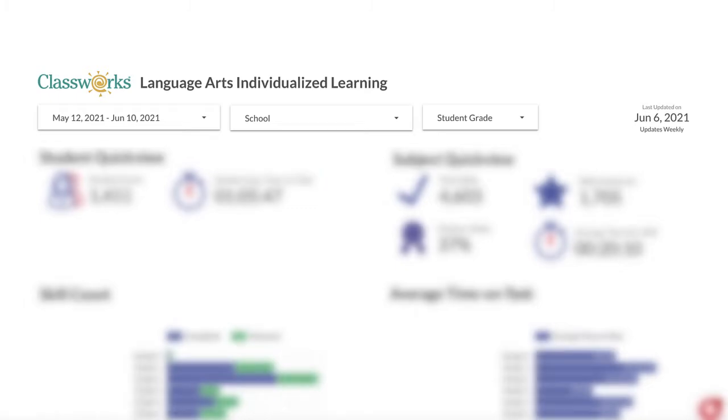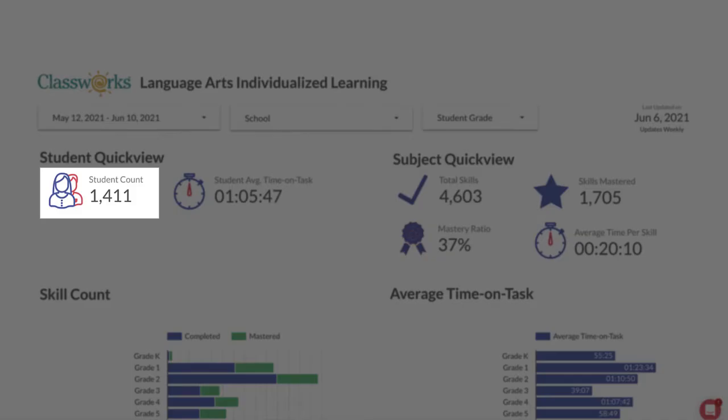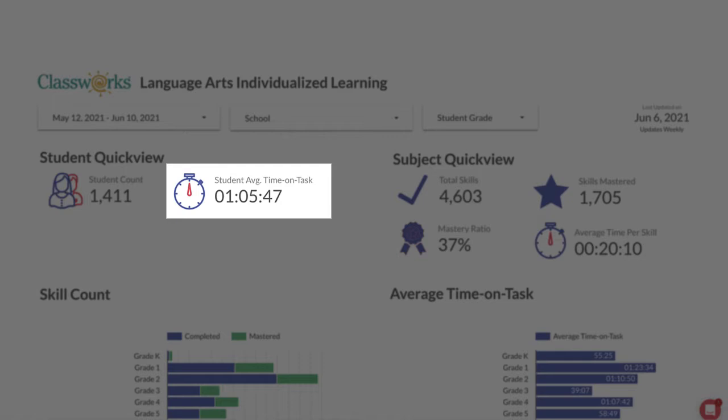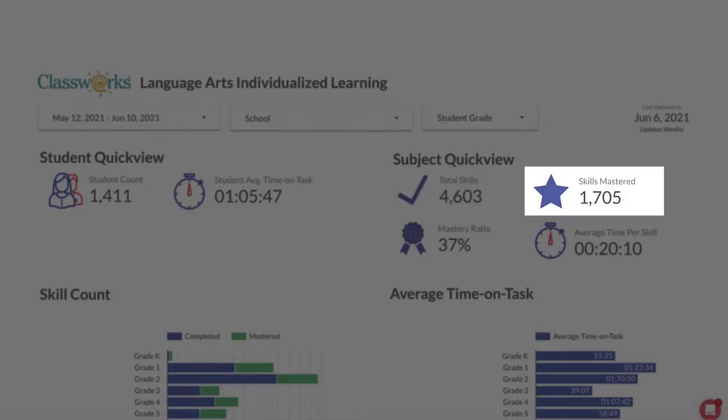The very top of the report gives a quick summary of student performance. Student count is the number of students that completed at least one skill unit in its entirety within the designated time period. Student average time on task is the average time on task students spent on those completed skills during the selected time period. Total skills is the number of total completed skill units within the designated time period. And skills mastered are, of those total completed skill units, how many were mastered.